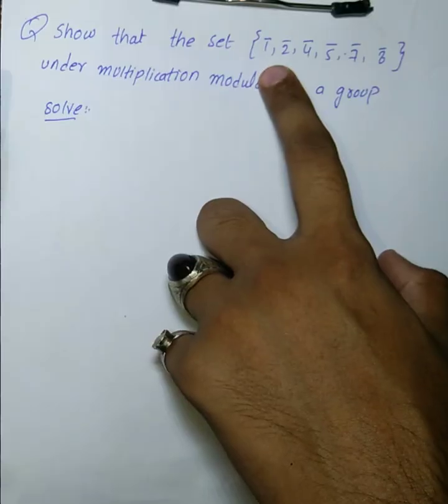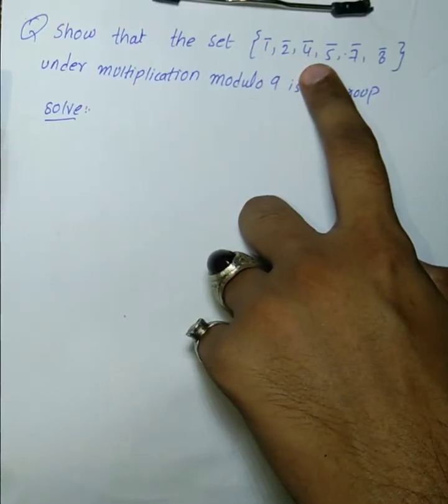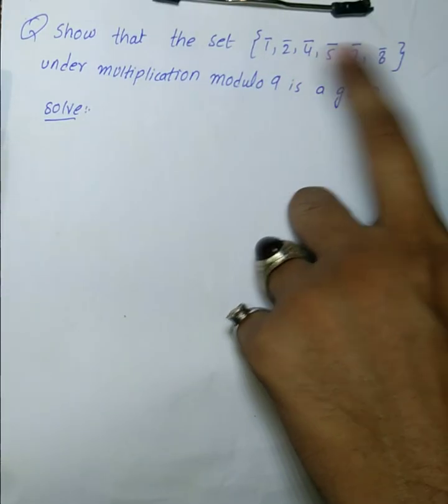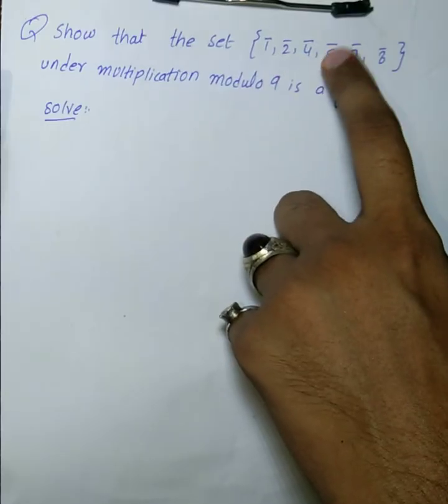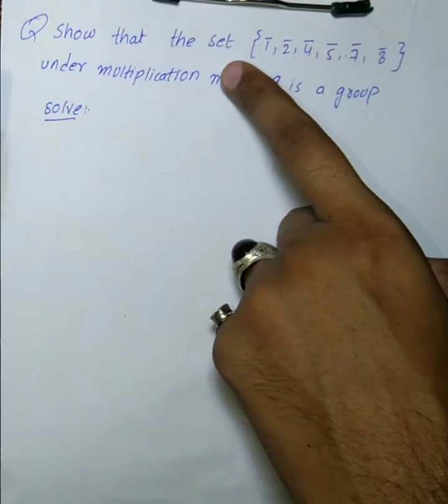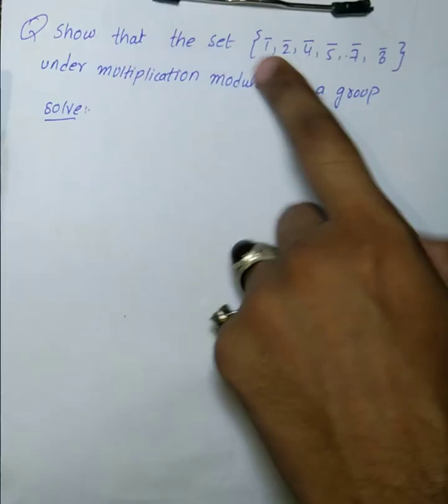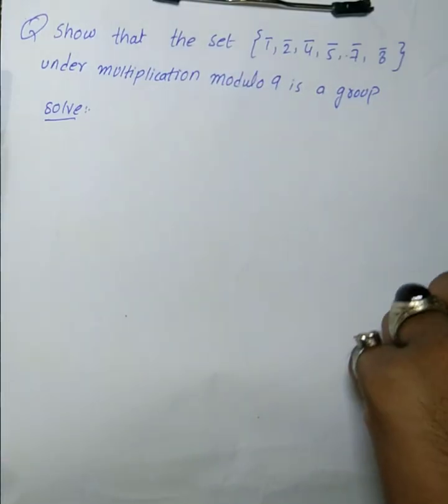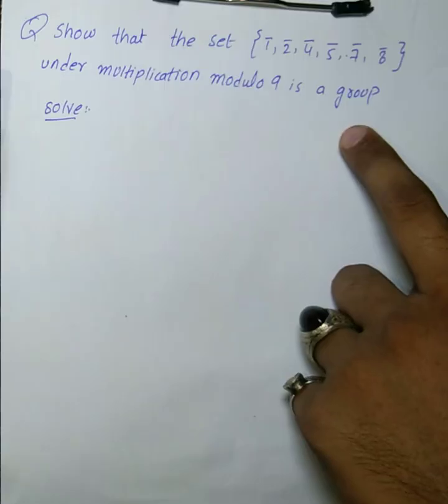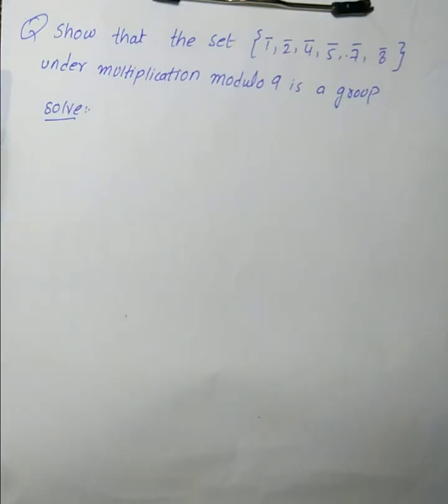The set is 1, 2, 4, 5, 7, 8. The count is six elements. This set under multiplication modulo 9 is a group. I will show that the four axioms of group theory are satisfied.